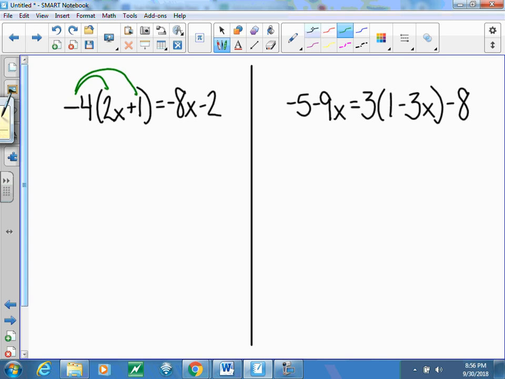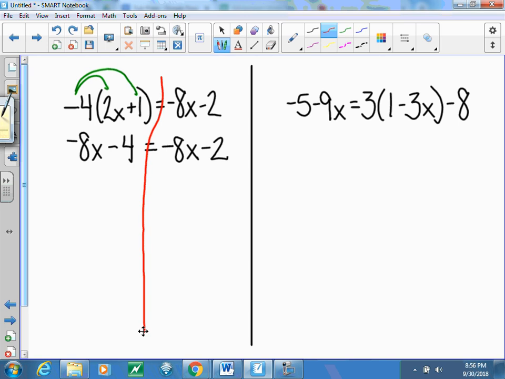We use our distributive property. Negative 4 times 2x is negative 8x. Negative 4 times 1 is negative 4. And then we have that equal to negative 8x minus 2. Once again, I'm going to draw a line down my equal sign so I make sure that whatever I do to one side, I do to the other. If I look at this problem, I have a negative 8x on the left and a negative 8x on the right.